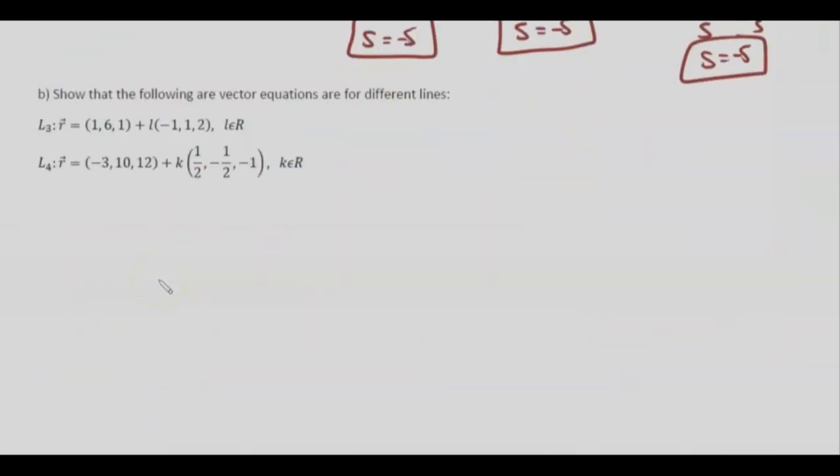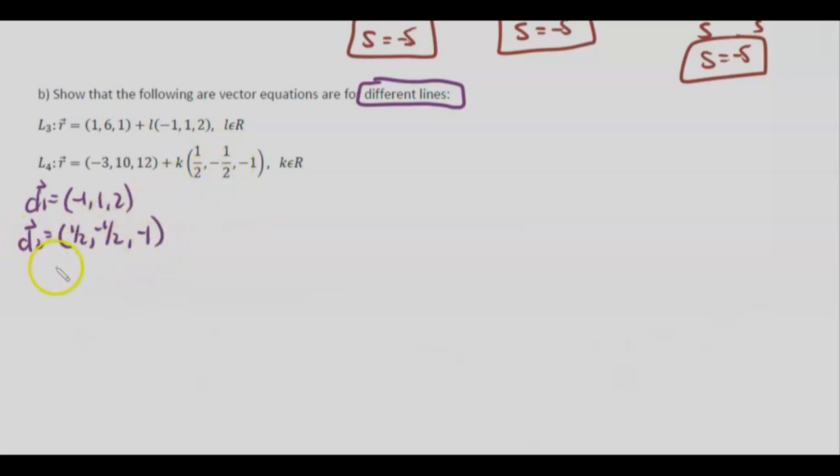Okay, B, show that the following vectors are for different lines this time. Okay, so we're going to have the same approach. Right now we have line 3 and line 4, and we have two vector equations. So let's first check the D1s and the D2. Vector D1 equals (-1, 1, 2), and vector D2 is (1/2, -1/2, -1). So let's go ahead and stack these on top of one another.